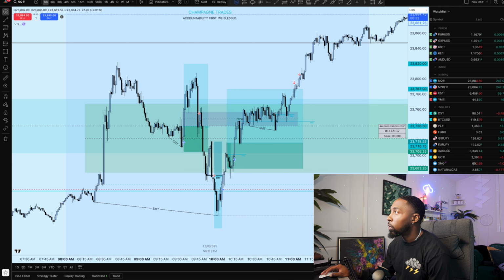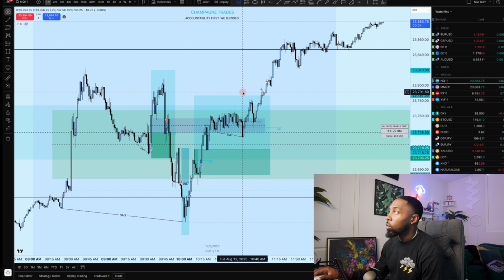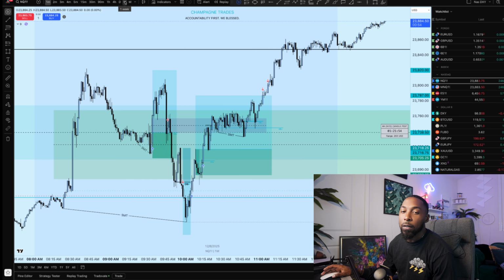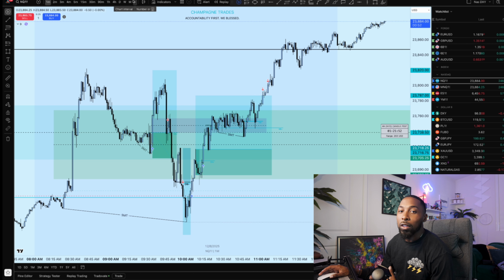You can see I've taken a couple of trades. This is a live market. This was a great trade. So first thing I'm gonna do is break down the higher time frame narrative, because that's the first thing I'm looking for with this model, the Champagne model.